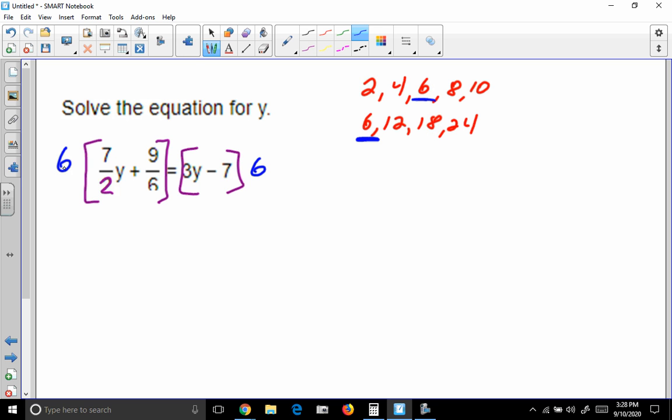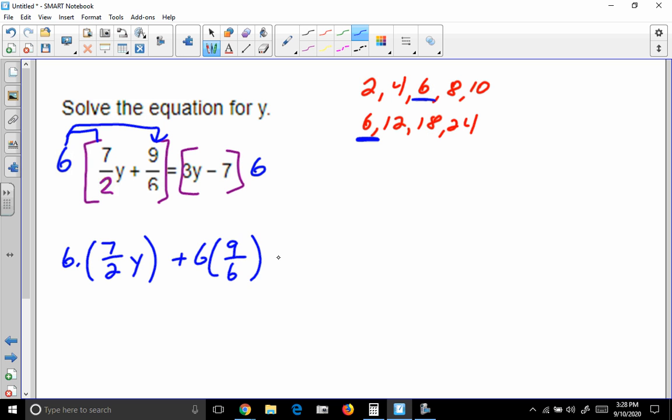Think about it. 2 goes into 6, also 6 goes into 6. So since we have two terms on the left side, we have to do 6 times each of those. So 6 times 7 over 2y, and 6 times 9 over 6. And on the other side, we have two terms, so we have to do 6 times each of those. So 6 times 3y, and 6 times 7.